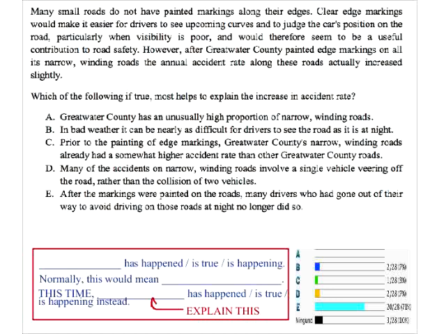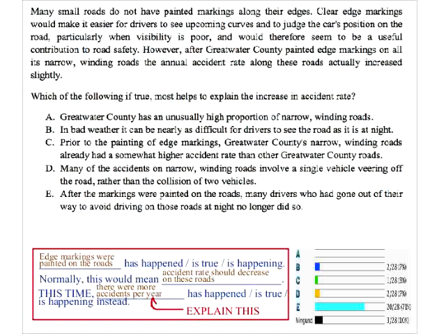Well, I mean, you painted these edge markings on all of its roads. Edge markings were painted on the roads. So normally this would mean that the accident rate should decrease on these roads. But there were more accidents. The accident rate along these roads is the accidents per year. It's an annual accident rate. So there are more accidents per year.